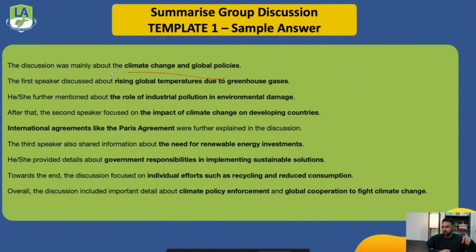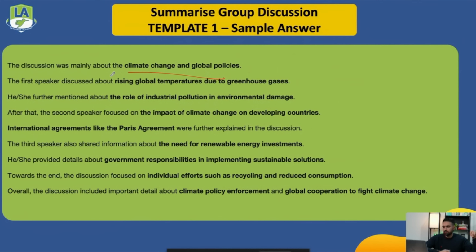He also mentioned this. International agreements like the Paris Agreement were further explained in the discussion. The third speaker also shared information about whatever keywords you have. He provided further details about this. He also discussed, or he also mentioned, or he also elaborated about this.